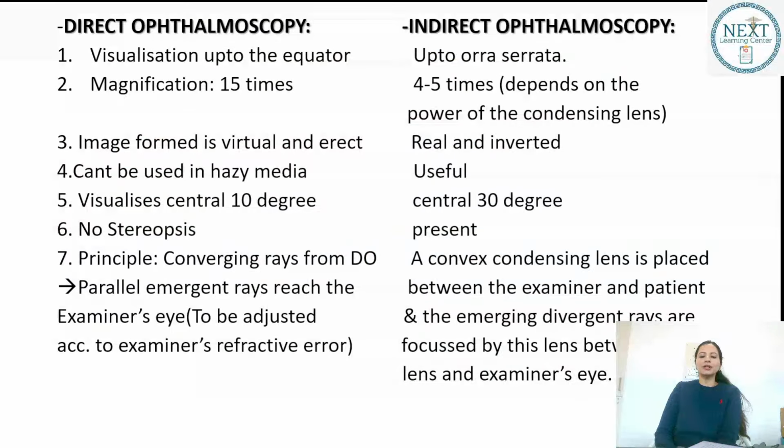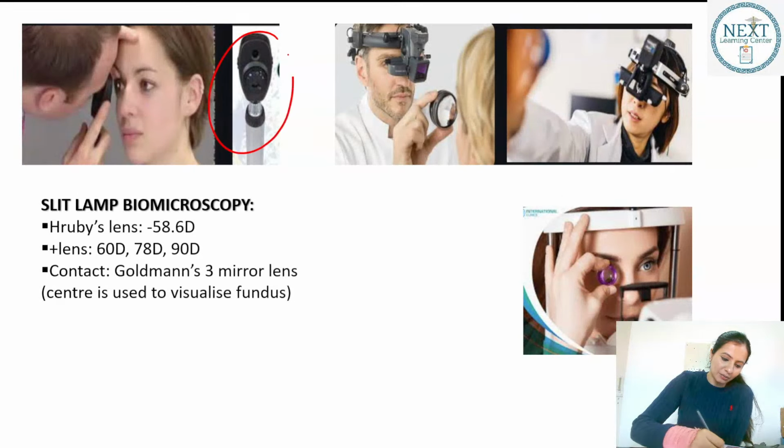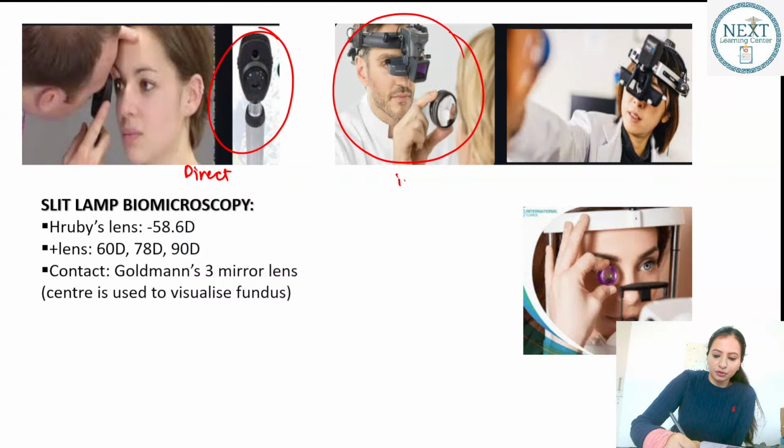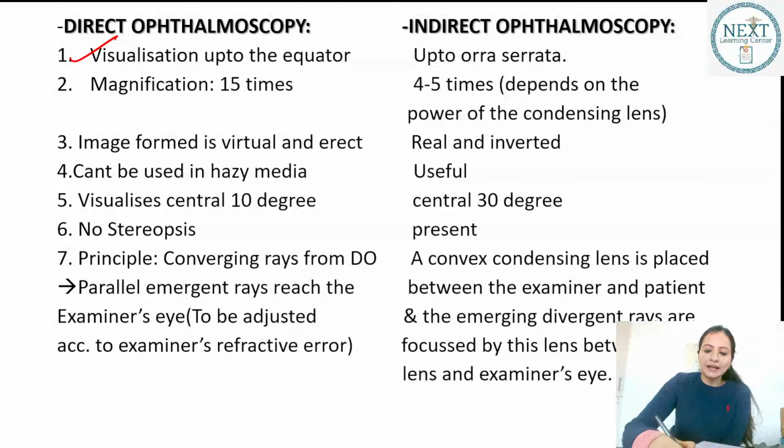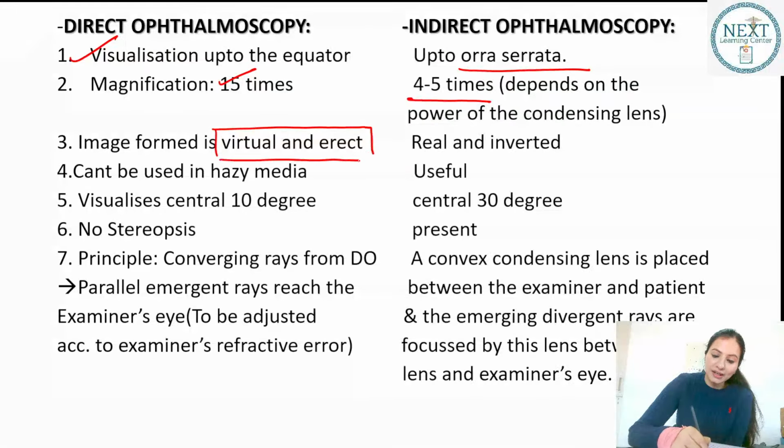Now talking about direct versus indirect ophthalmoscopy. This is your direct ophthalmoscope and this is your indirect ophthalmoscope. In direct ophthalmoscope, visualization is up to the equator. In indirect, you can visualize up to the ora serrata. Magnification is 15 times in direct ophthalmoscope and 4 to 5 times in indirect ophthalmoscope. Image in direct ophthalmoscope is virtual and erect. It is real and inverted in indirect.